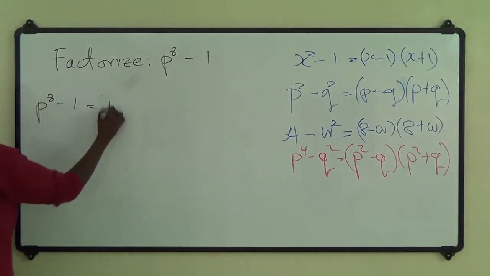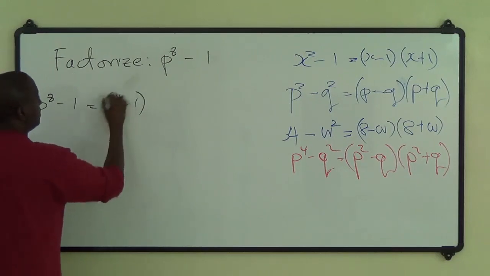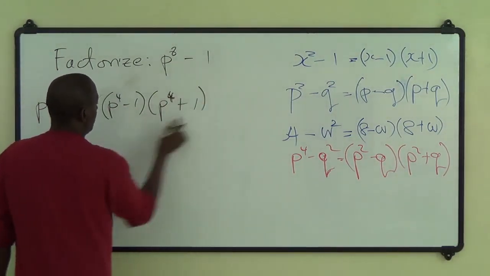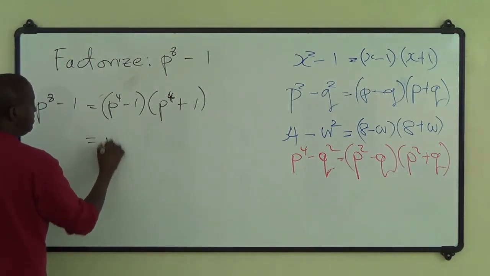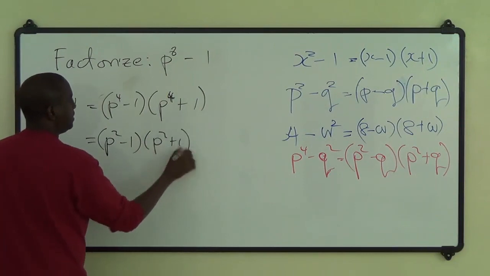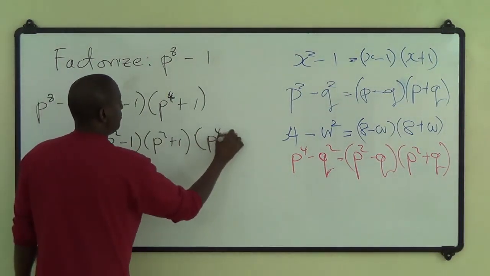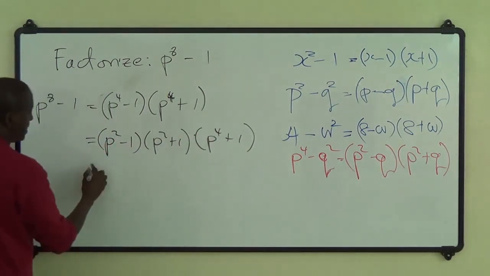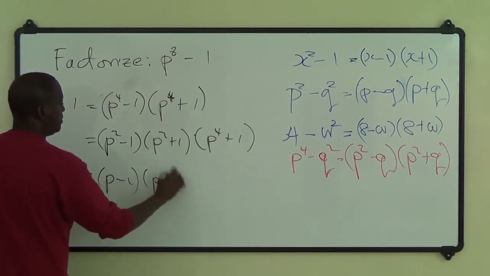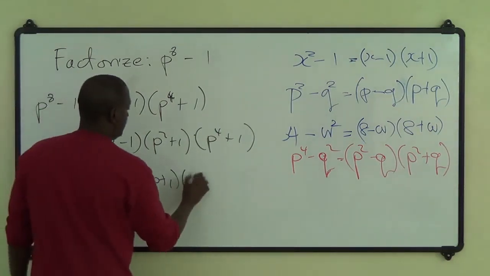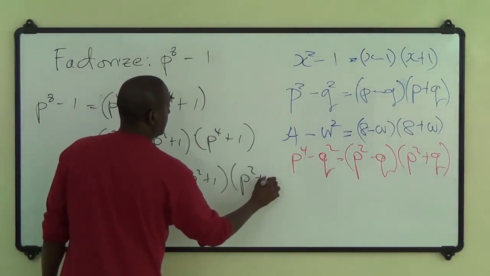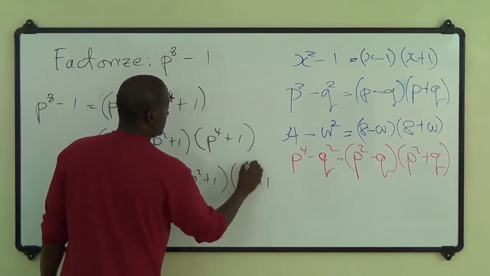p^8 minus 1 is p to the power of 4 minus 1 into p to the power of 4 plus 1. And of course, p to the 4 minus 1 is p squared minus 1 into p squared plus 1, into p to the power of 4 plus 1. And then p squared minus 1 is p minus 1 into p plus 1, into p squared plus 1, into p to the power of 4 plus 1.